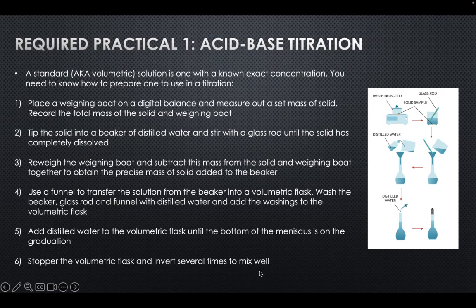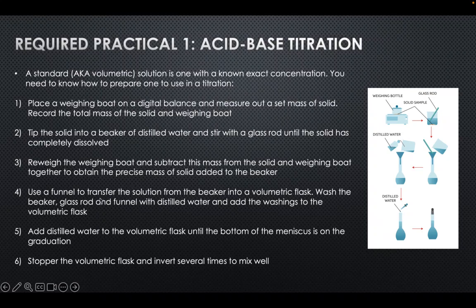Easy 6 marks, alright? So, first step, place a weighing boat on a digital balance and measure out a set mass of solid. Record the total mass of solid and the weighing boat. Second step is that we tip the solid into a beaker of distilled water. We stir with a glass rod until the solid has completely dissolved. We then reweigh the weighing boat and subtract this mass from the solid and weighing boat together, which we got here, to obtain the precise mass of solid added to the beaker. And that's because when we tip the solid from the weighing boat into the beaker, there's still going to be some left behind on the weighing boat, so we need to account for that, okay?